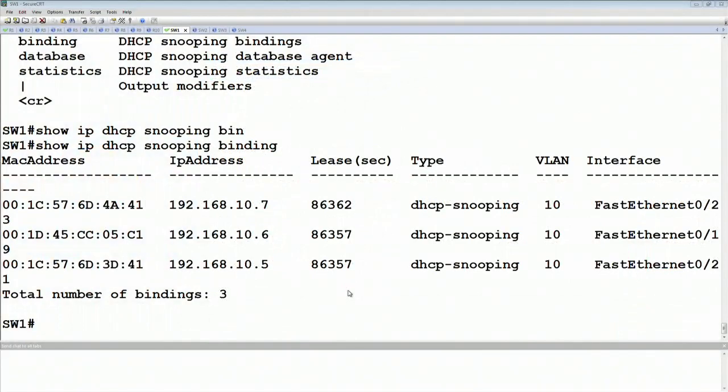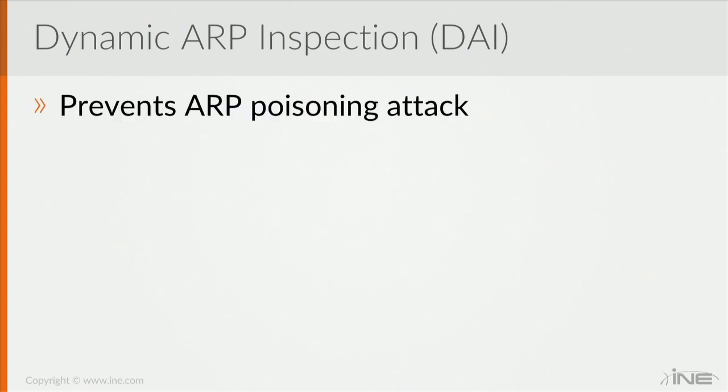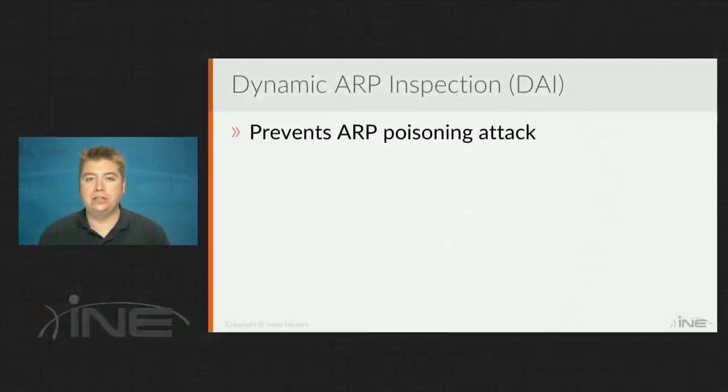Now, the first of these is called dynamic ARP inspection, or DAI. What DAI does is to prevent an attack on the ARP cache where the attacker sends an unsolicited ARP reply, or what's known as a gratuitous ARP, in order to basically do a man-in-the-middle attack.